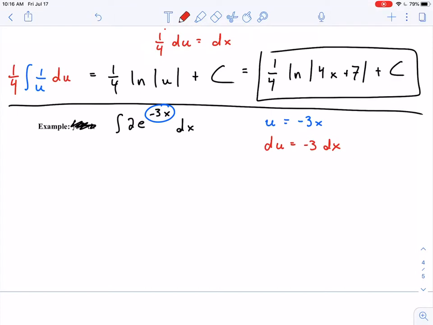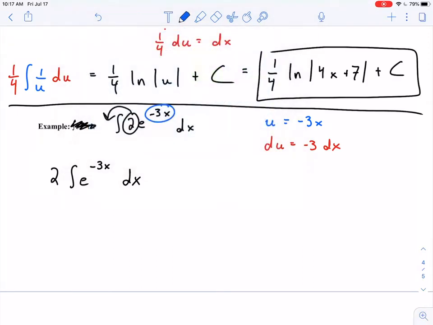For me personally, when I look at that, I see this 2 as a constant multiple. I don't want to have to worry about that when I algebraically manipulate my du here. So you know what? I'm just going to avoid that question altogether. I'm going to take that 2 and factor that out. Since it's a constant multiple, I'm allowed to do that. So 2 times the indefinite integral e to the negative 3x dx. And now I'm just looking at this inside part of the integral. That's a lot easier for me to manage.